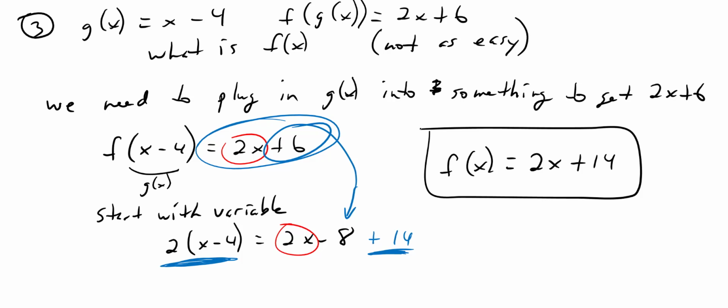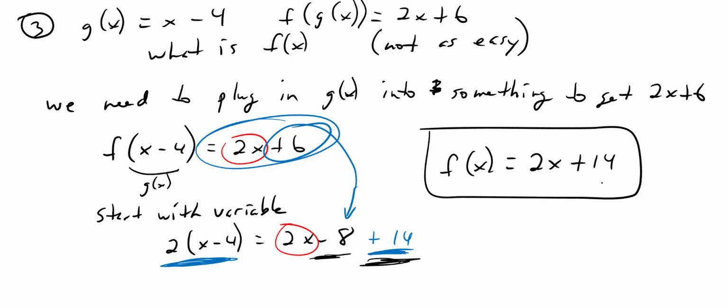Okay? And again, here's just a real quick recap, right? So I started with the variable. I'm like, okay, now how do I get that x to be a 2x? Well, I have to multiply the whole thing by 2. So that gives me 2 times x minus 4, which gives me 2x minus 8. And then I needed to get to plus 6. So I'm at minus 8 right now, so I have to add 14 to that. And that's how I get the 2x plus 14. And again, it's super easy to check this.